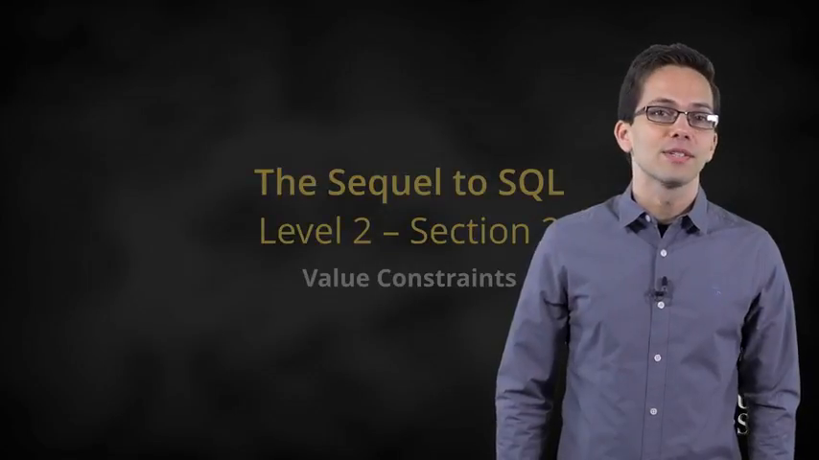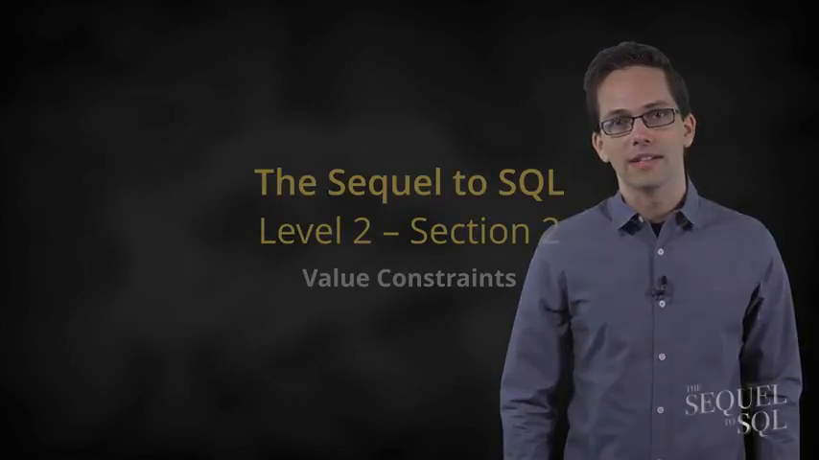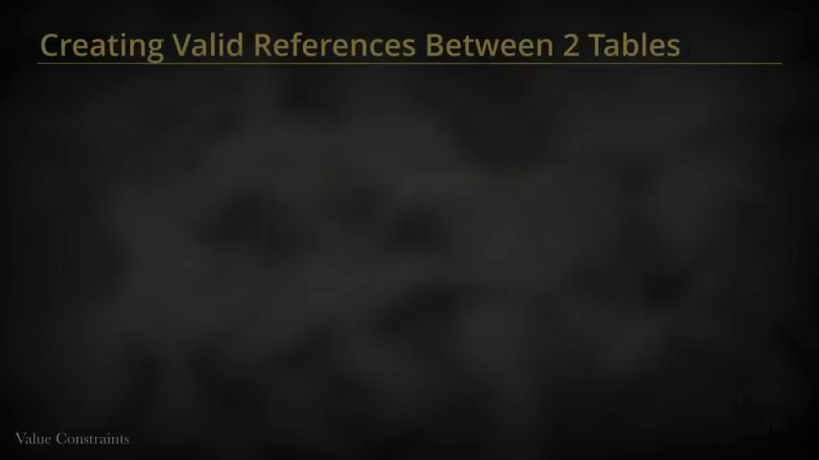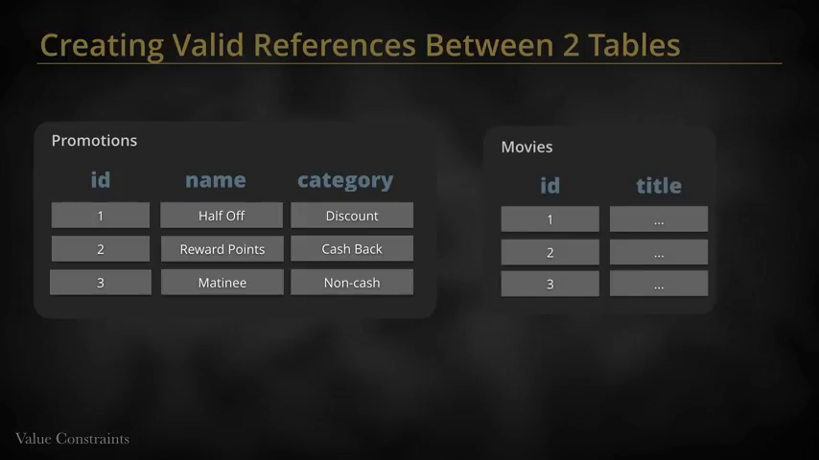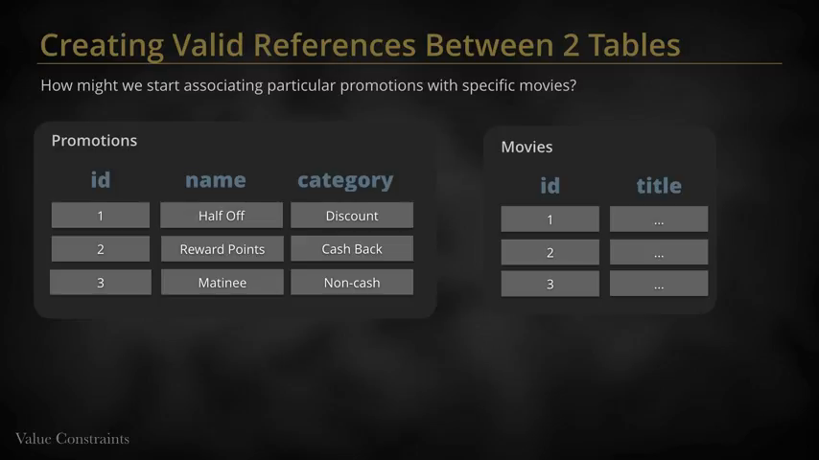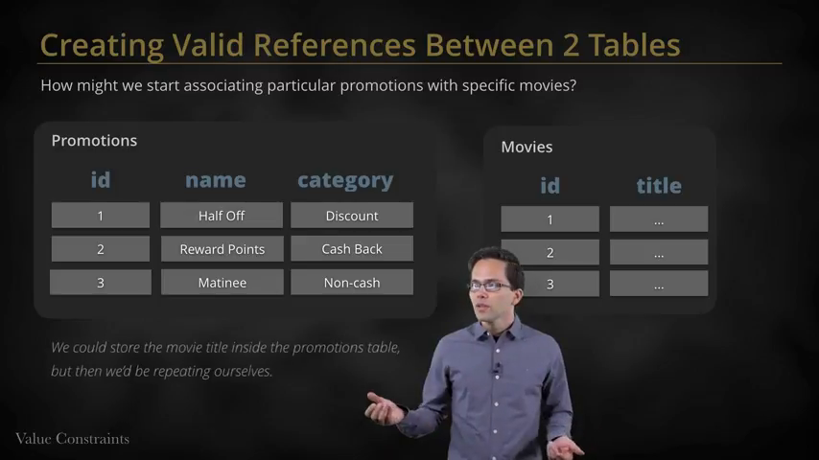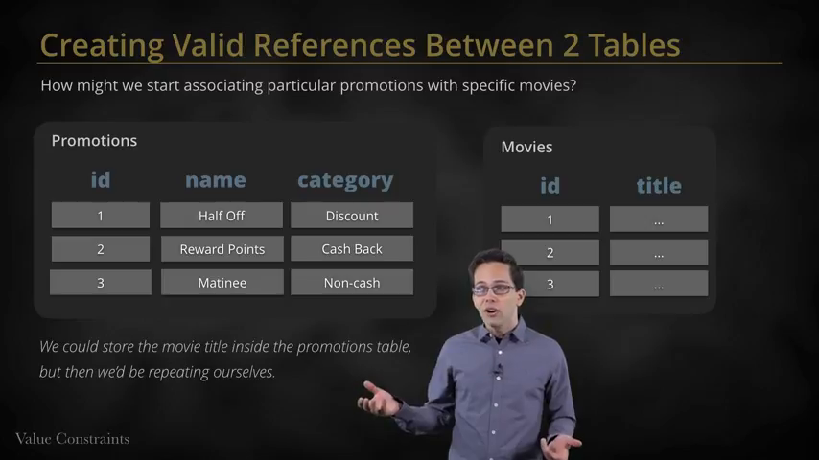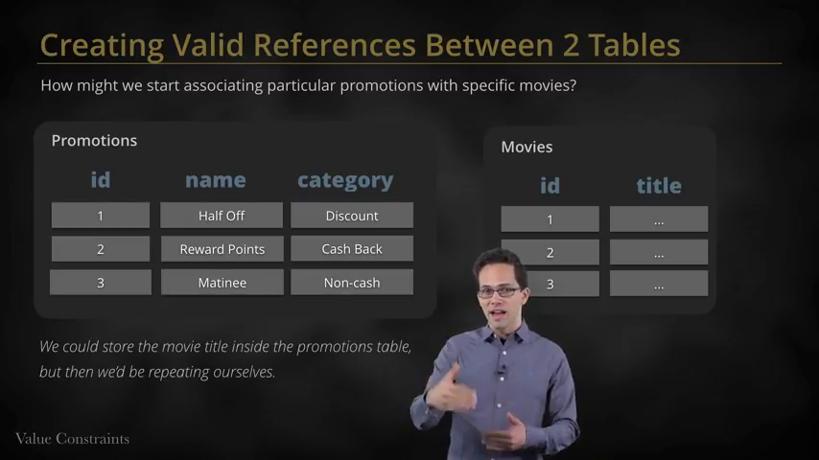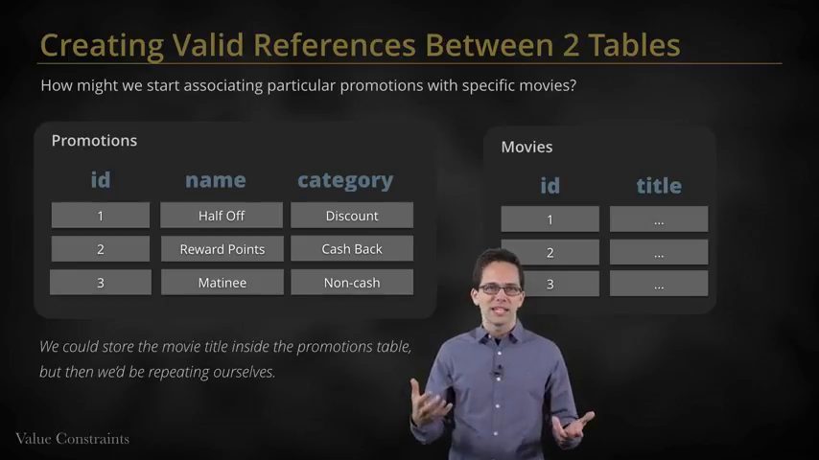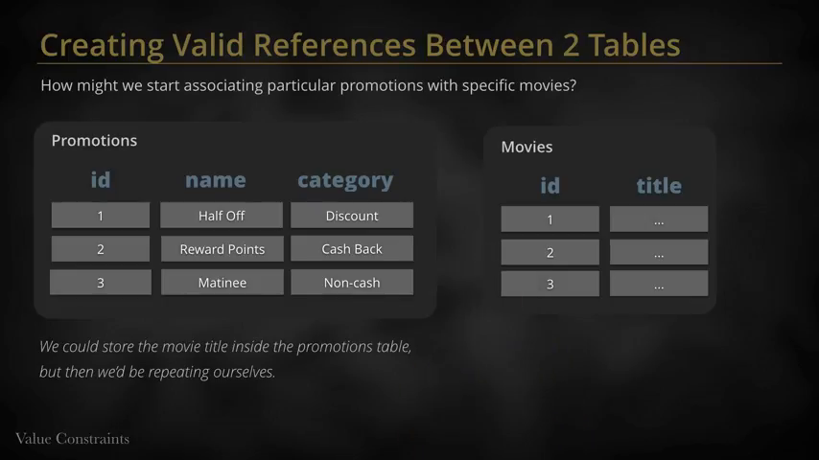Welcome back. In this section, we're going to be talking about value constraints. So here you see we have a promotions table and a movies table. And we need to associate specific promotions with our movies. How might we do that? Well, we could put a title column inside our promotions table and reference the movie that way, but that would be duplicating data. Feels dirty.